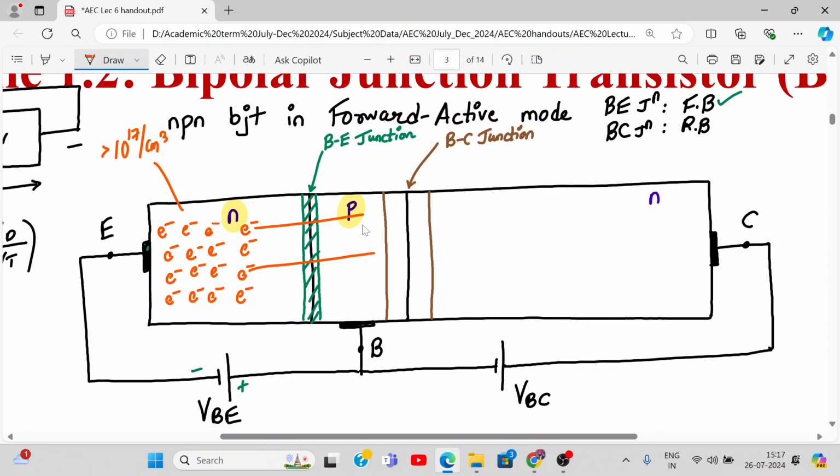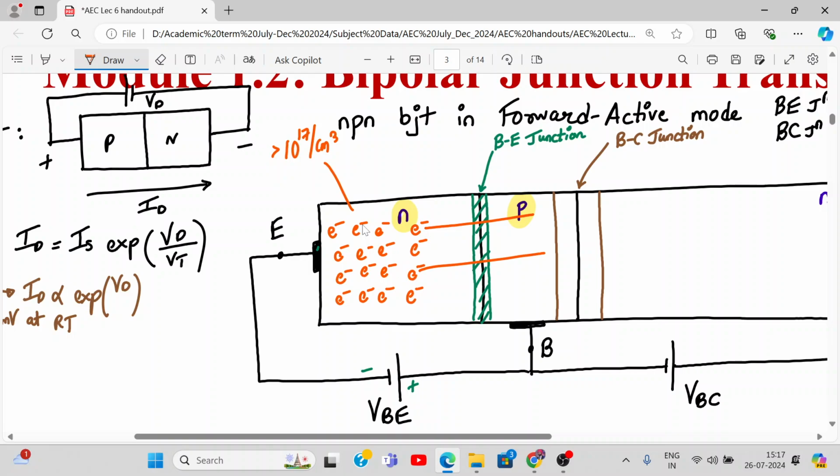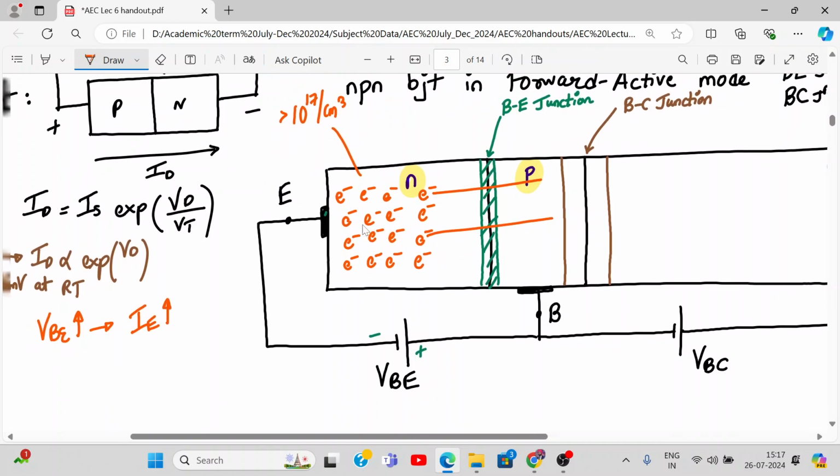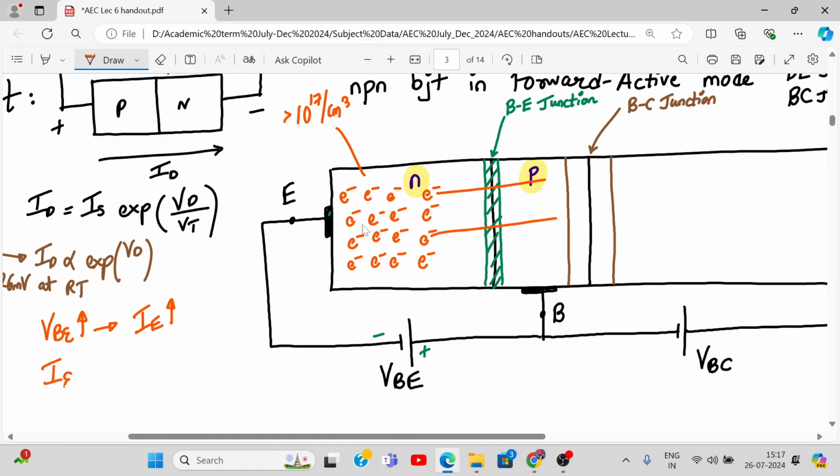As you go on increasing your VBE, for more and more forward bias, what should happen? Your current IE should increase exponentially. Is it correct? The rough relation between them is that IE is proportional to exponential of VBE. I'm not worried about the constants right now. The more you forward bias VBE, the more emitter current will flow and the more carriers will be injected into the base.